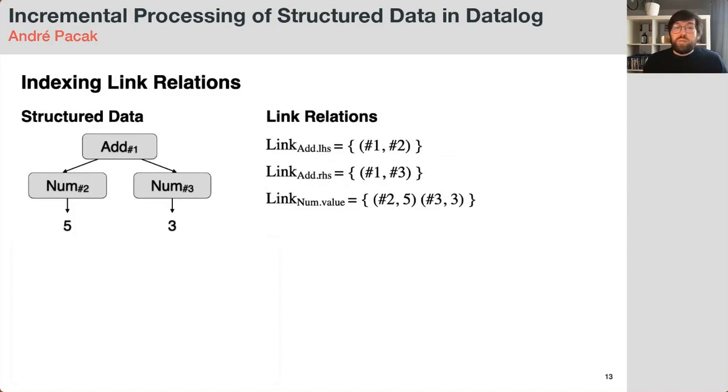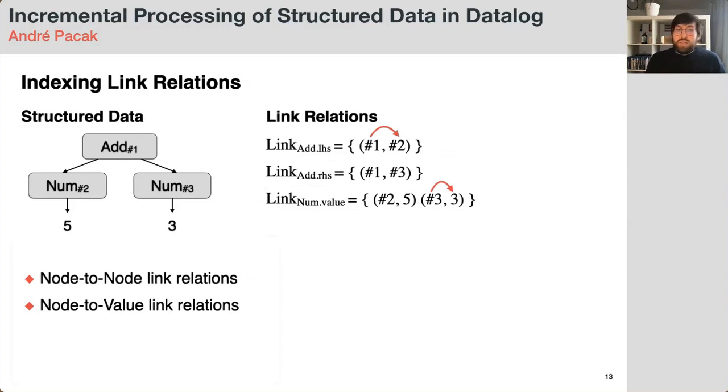For link relations, we first have to distinguish between link relations that connect nodes with other nodes. We call these node-to-node link relations, and link relations that connect nodes with values. And we call these node-to-value link relations. For node-to-node link relations, we have a one-to-one mapping between the parent and the child because we represented a tree with this structure.